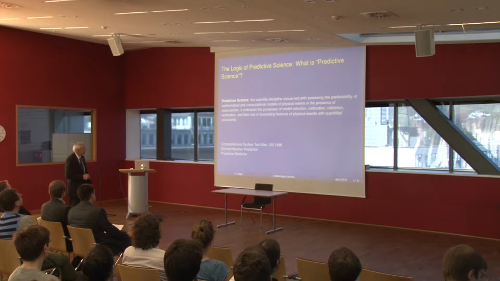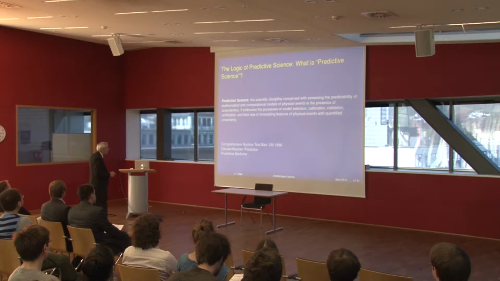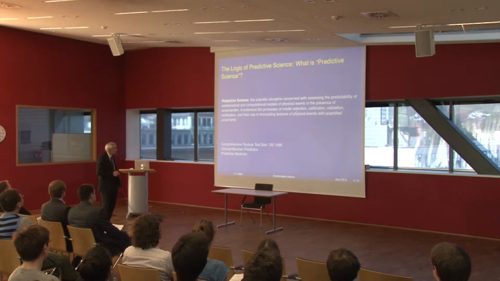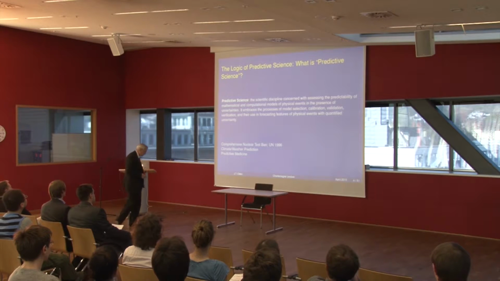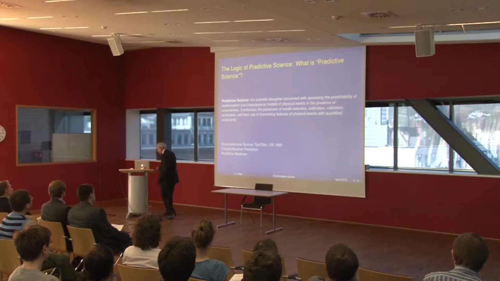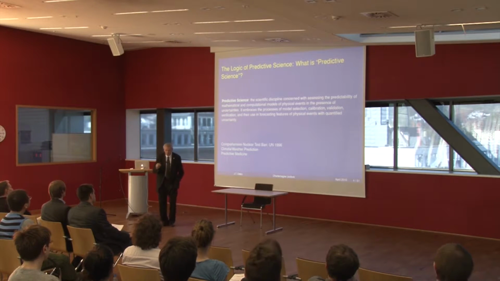Predictive science is a scientific discipline concerned with assessing the predictability of mathematical and computational models of physical events, in the presence of uncertainties. It embraces the process of model selection, calibration, validation, verification, and the use in forecasting features of physical events with quantified uncertainty. Now, those are high-sounding words, but it's important to understand the meaning of each one of them.